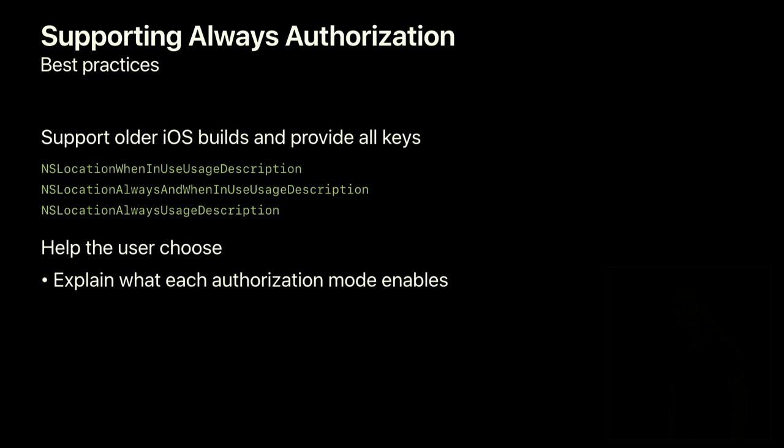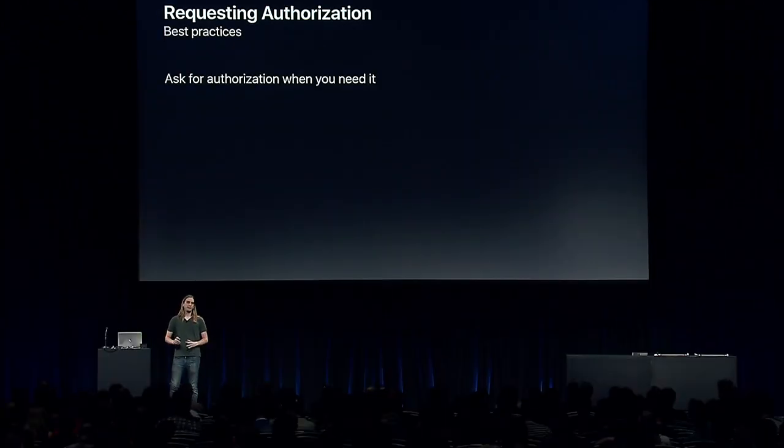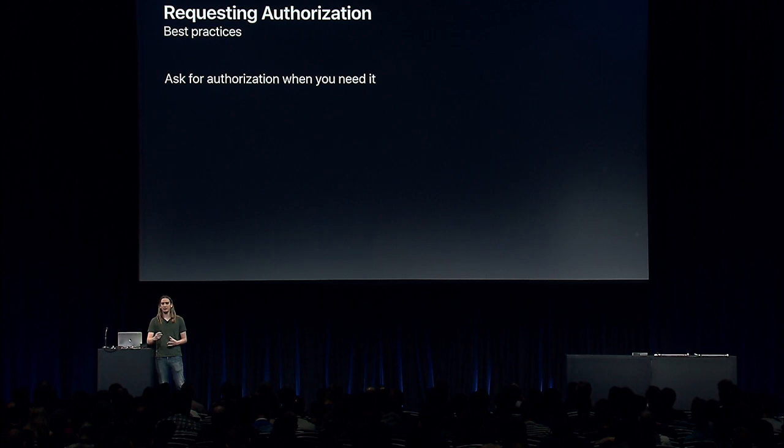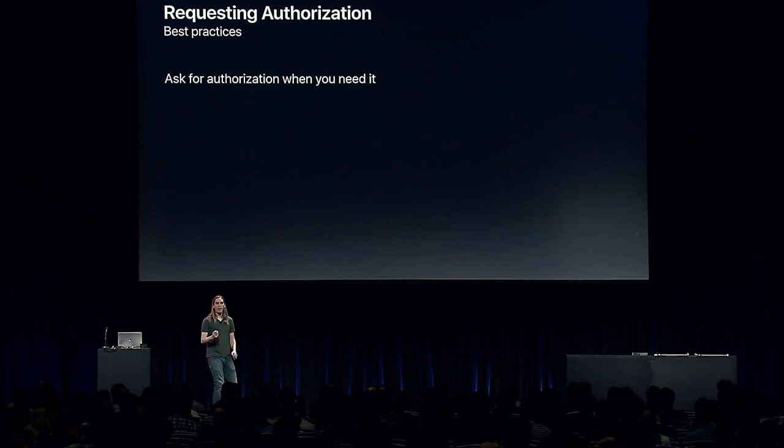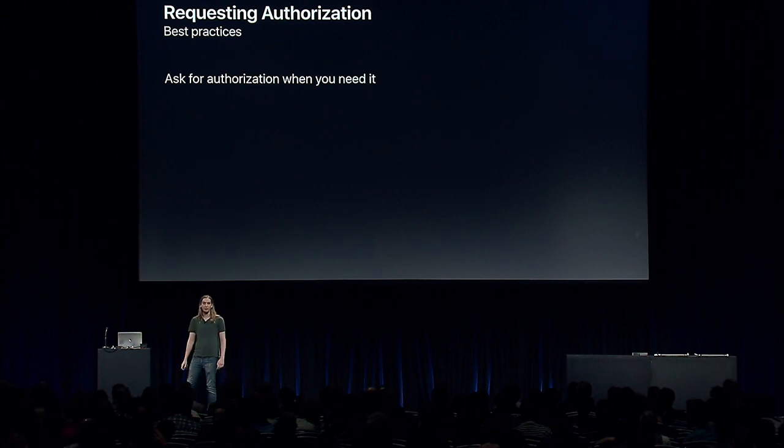For all apps, we recommend that you only request authorization when you really need it. If you wait to request authorization until the user has performed some action which requires access to the location, then when the prompt appears, the user will have all the context, all this intuitive understanding that they need in order to understand why your app wants access to location. This makes it much more likely that they'll actually grant your app authorization.